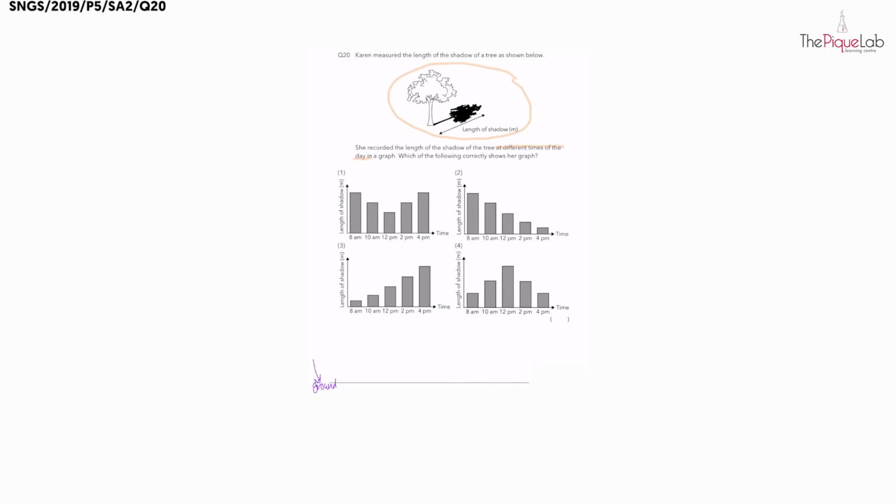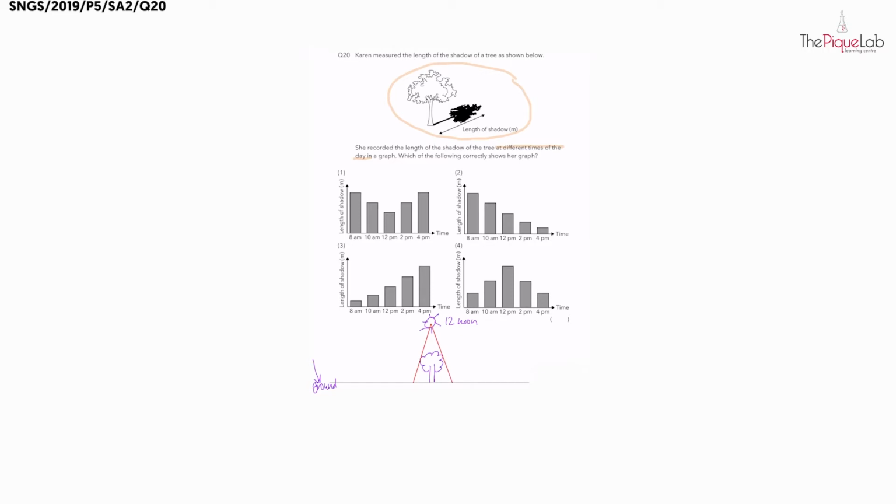So I'm going to draw a tree in the middle here. And let's start with 12 noon. And where is the position of the sun at 12 noon? It should be directly above the tree at 12 noon. How do we draw the light rays? I'm going to start from the middle of the sun. I'm going to draw a line touching the corners of the tree and extending it down to the ground. I'm going to repeat the same thing for the other side of the tree.